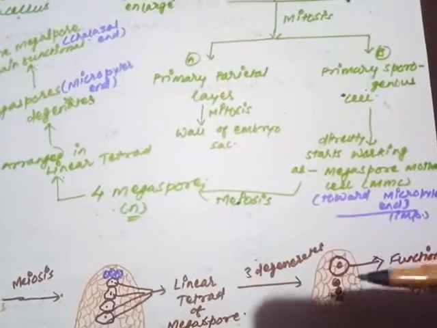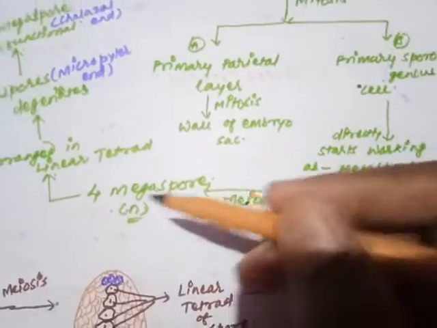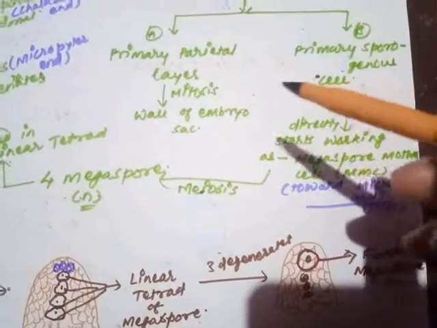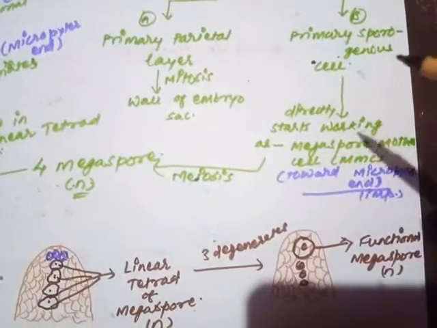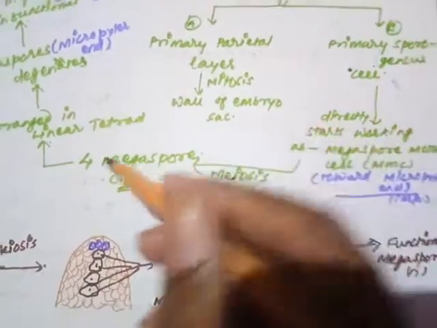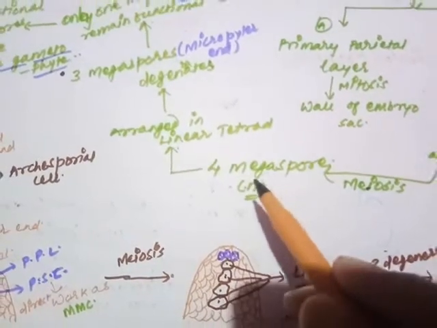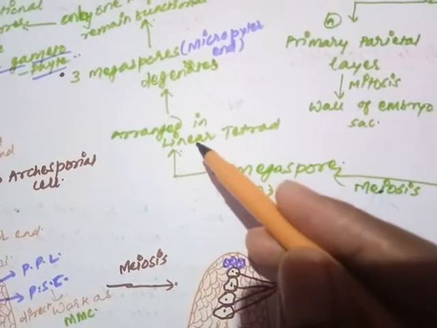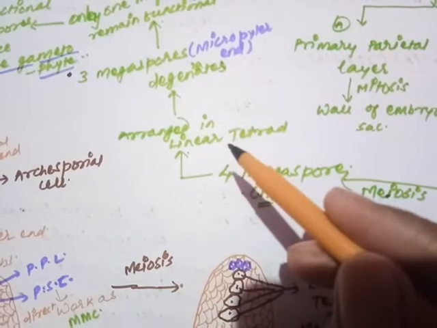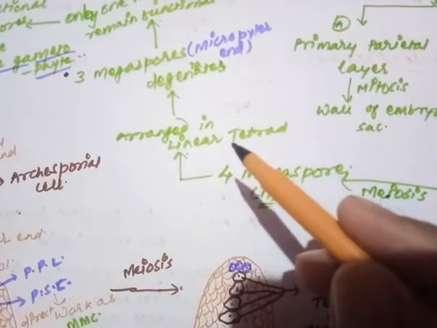As soon as this megaspore mother cell is produced, it will undergo meiosis first and second and will form 4 haploid megaspores. Is it clear? Till now the cells are diploid. The primary parietal cell is diploid, the primary sporogenous cell is diploid, the megaspore mother cell is diploid, but after meiosis it is converted into haploid cells, and this forms the 4 haploid megaspores. And all these megaspores are arranged in the form of a linear tetrad. I will explain with the help of a diagram also. Is it clear to you all?